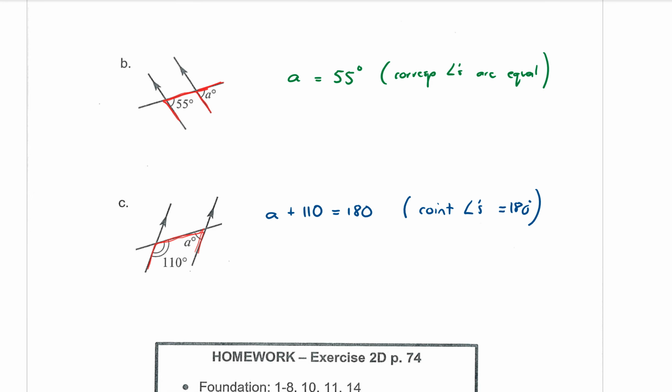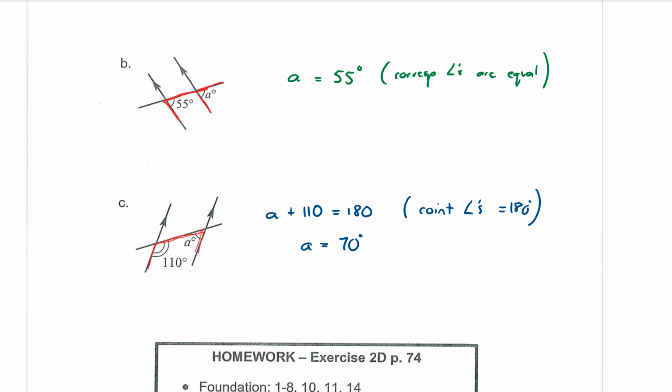Then you need to find A, which means you get your calculator out if you need to, and you go 180 minus 110, and A is equal to 70 degrees. So that one does have two lines for the numerical part of that answer.